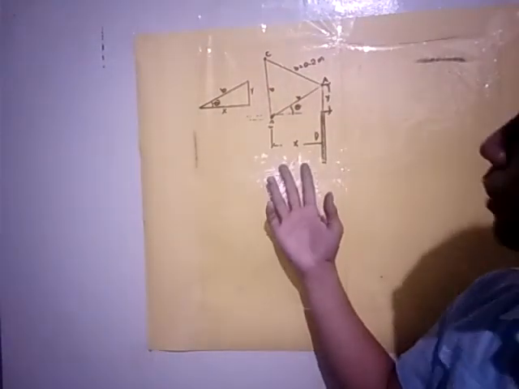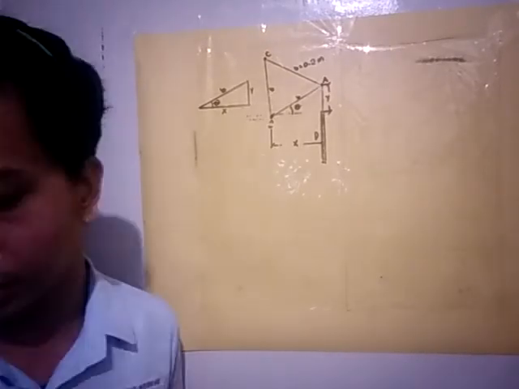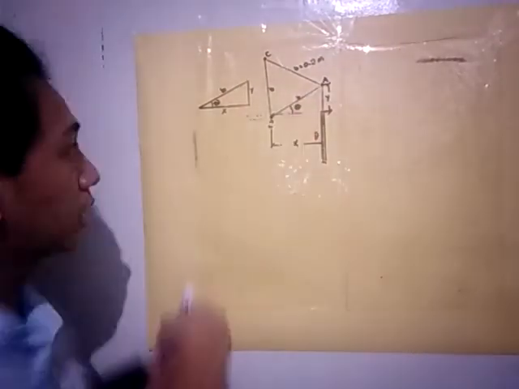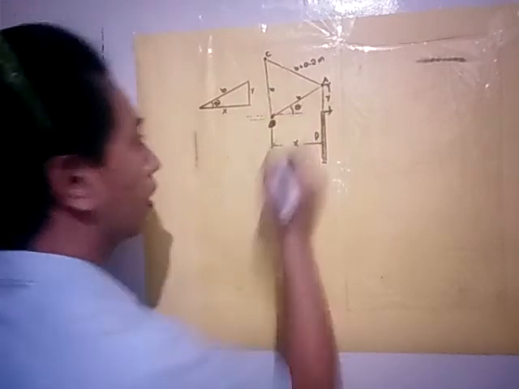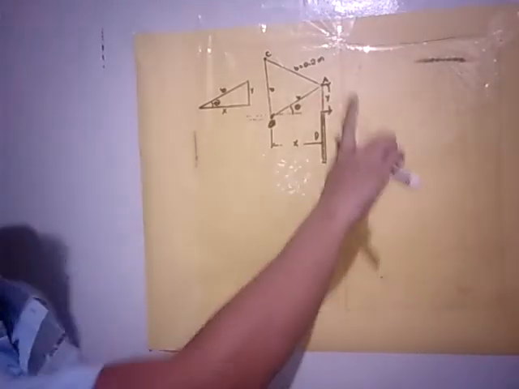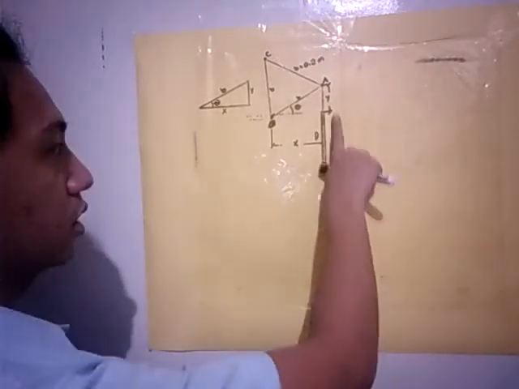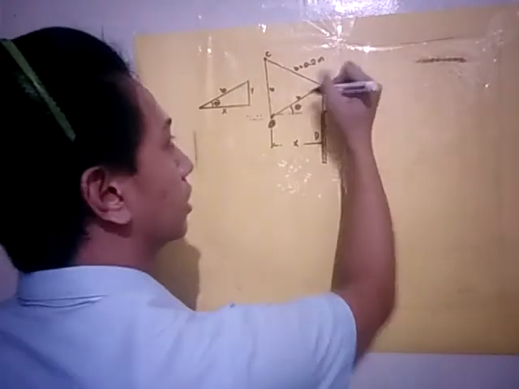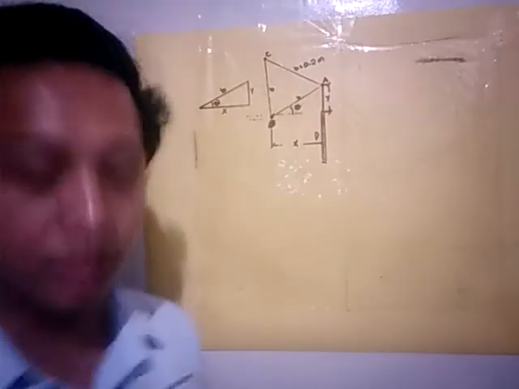So this is our figure. From our figure, the problem says that this is our equilateral triangle ABC, and it is controlled by a hydraulic cylinder. This is the hydraulic cylinder D, and our piston rod is this vertical line.